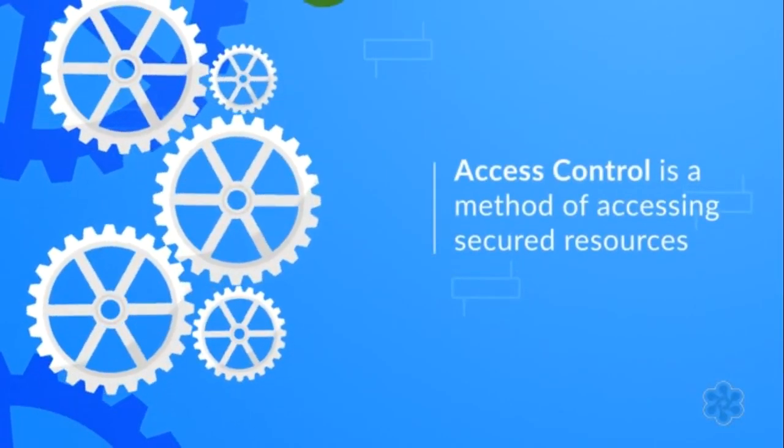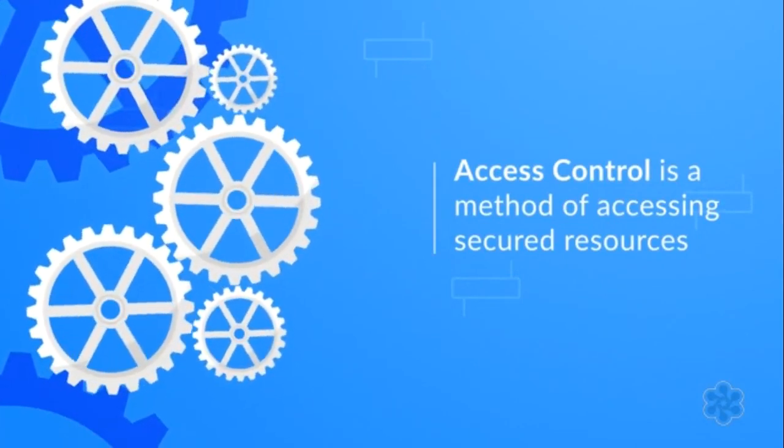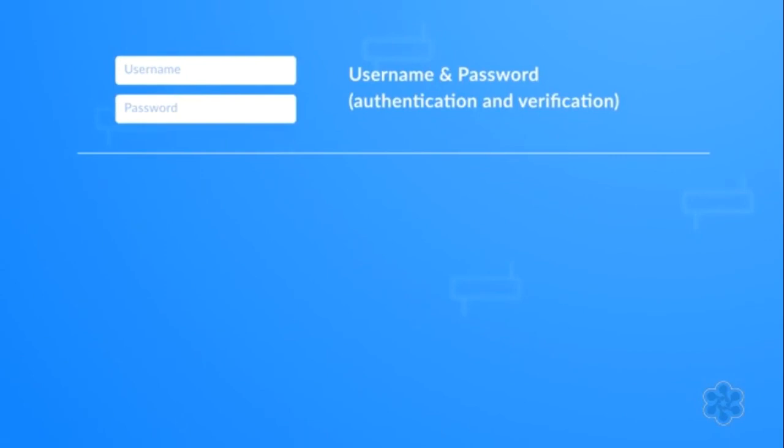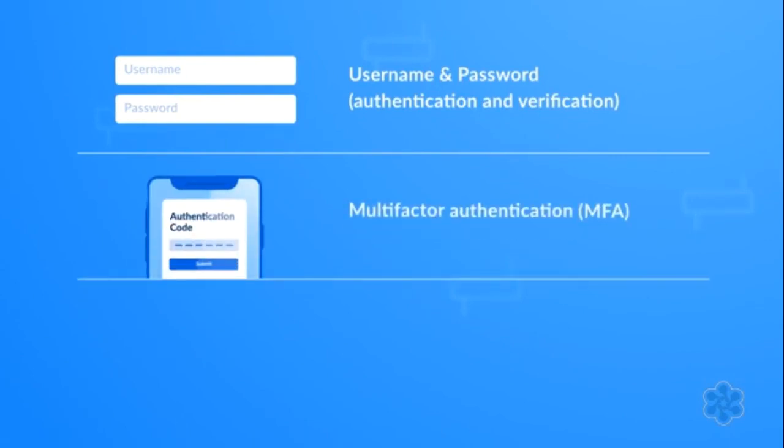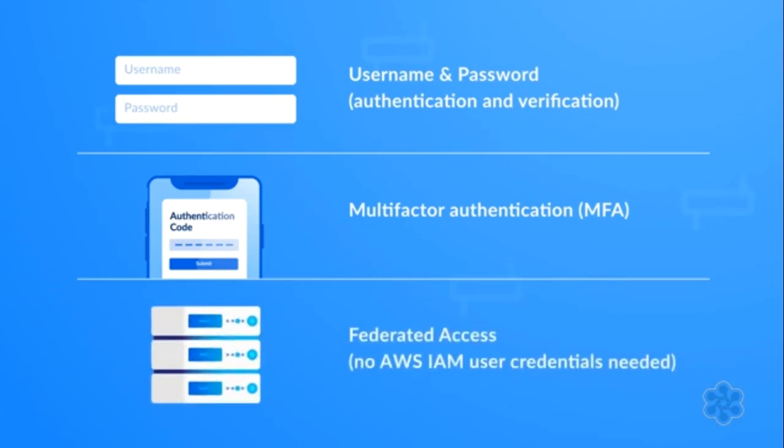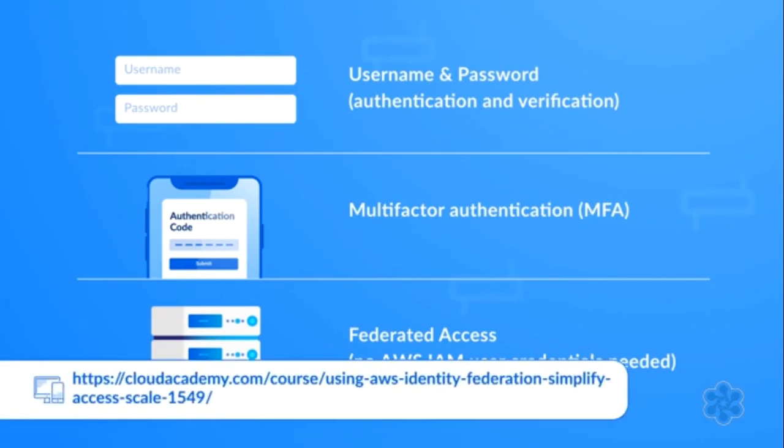Access control can be classed as the mechanism of accessing a secured resource. For example, using the following: a username and password, and this covers authentication and verification; multi-factor authentication, and MFA is used as an additional verification step following a valid password; or federated access, which allows users external to AWS to access resources securely without having to supply AWS user credentials from a valid IAM user account. Instead, these credentials are supplied from identity providers. For more information on identity federation, please see our existing course here.